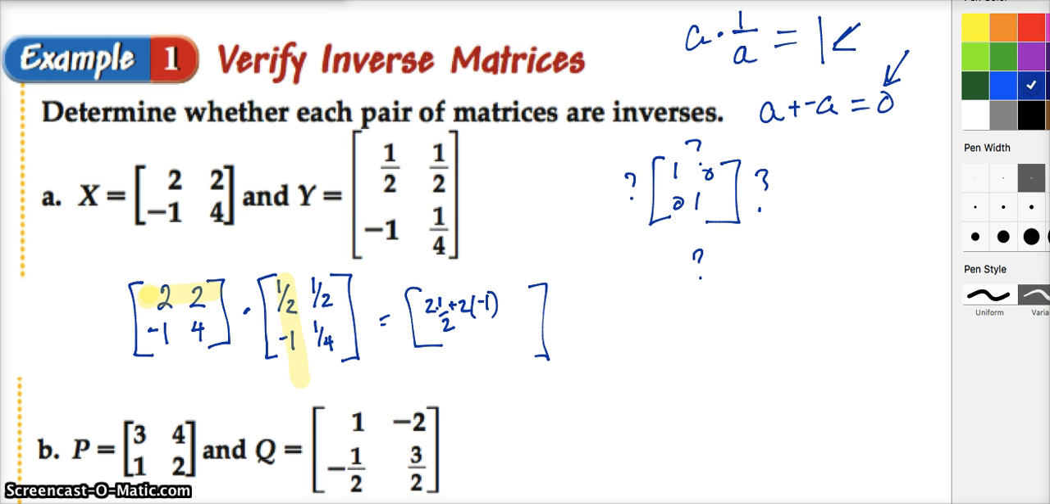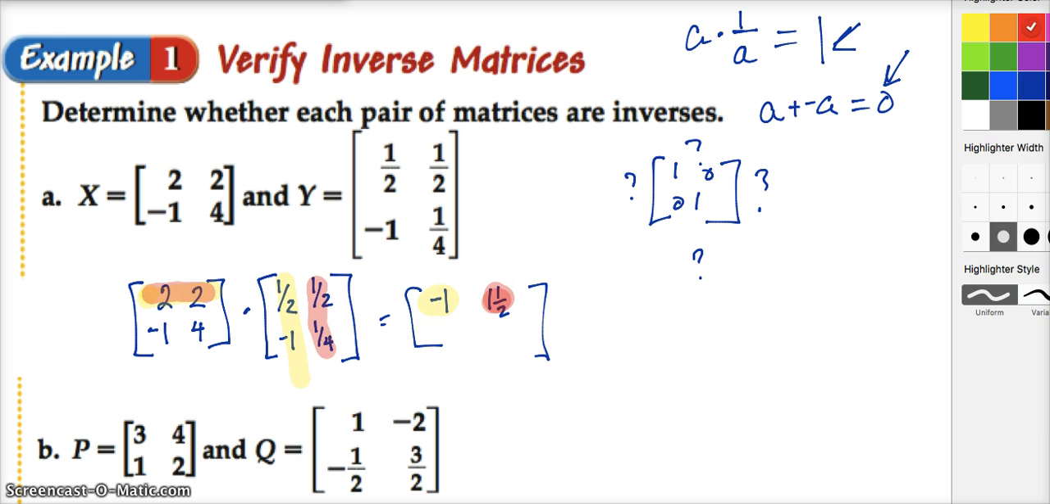Well, 2 times 1/2 is 1. 2 times -1 is -2. And already I see I have a problem. 1 plus -2 is going to be -1. That's not the identity matrix at all. I'm going to keep multiplying just to see what happens. And I see that right here I get 1.5. And so I have enough information. I don't have to finish this to determine whether or not each pair of matrices are inverses. They are not, because when I multiply them together, I don't get the identity matrix.